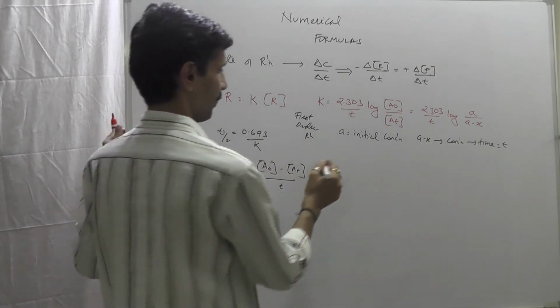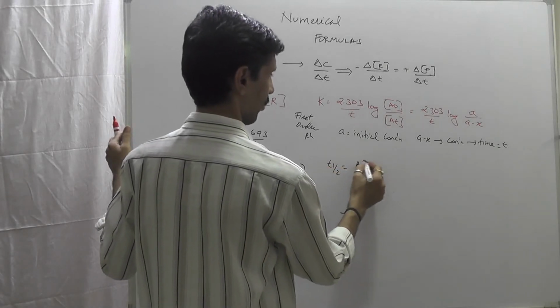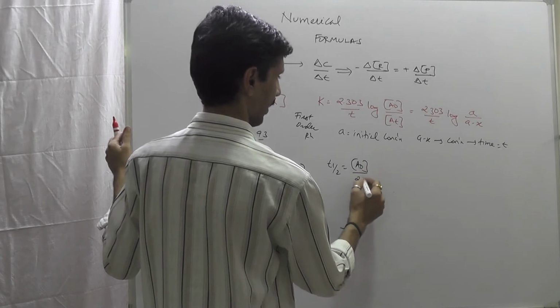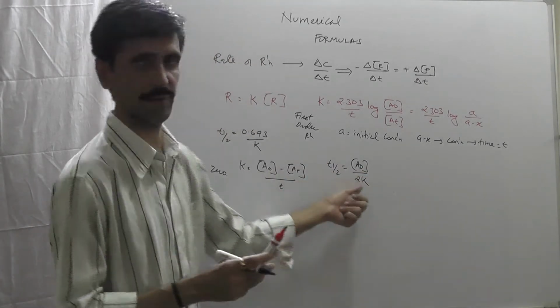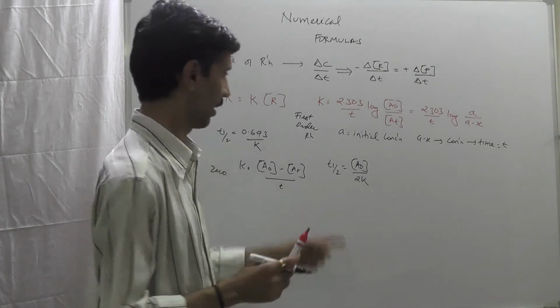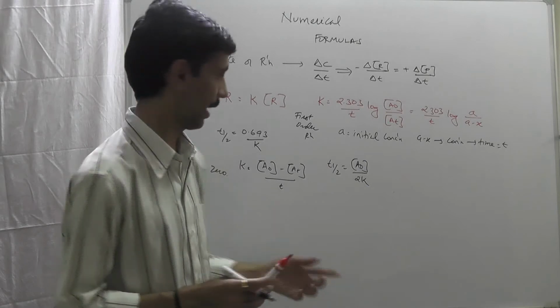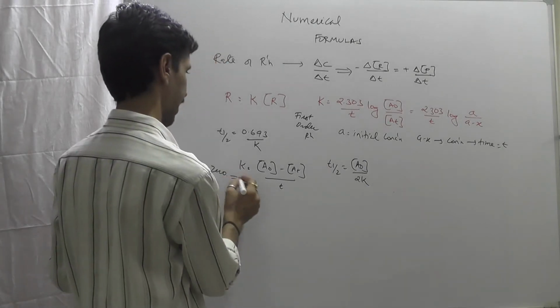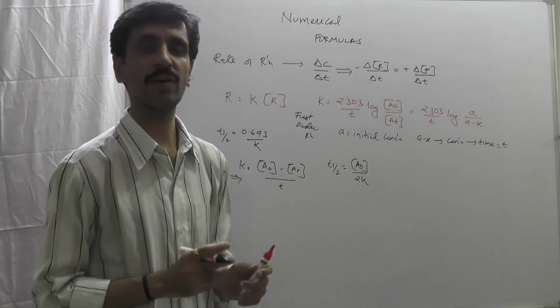Similarly, T half is equal to initial concentration divided by 2K, where K is the reaction quotient, or we can also call it rate constant, and that is the half-life value, or half-time value, and it's for zero order reaction. Remember that. This is for zero order reaction.